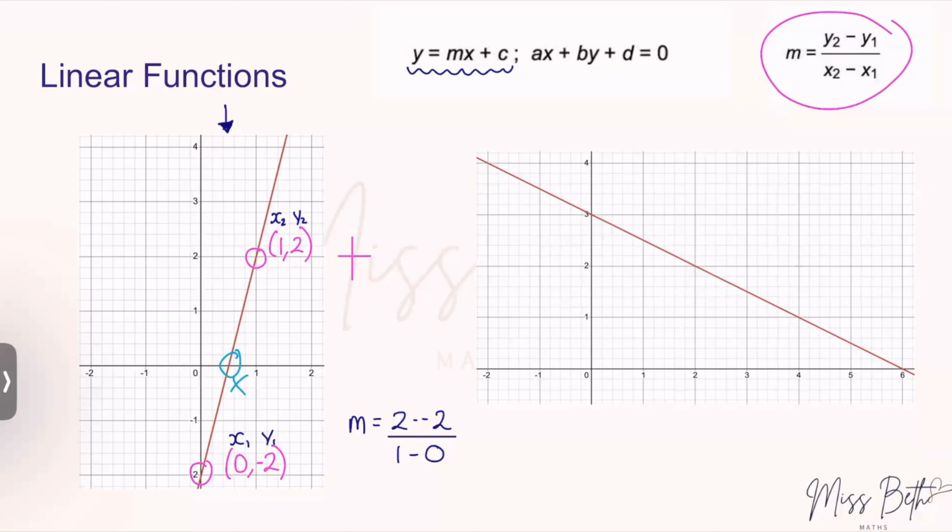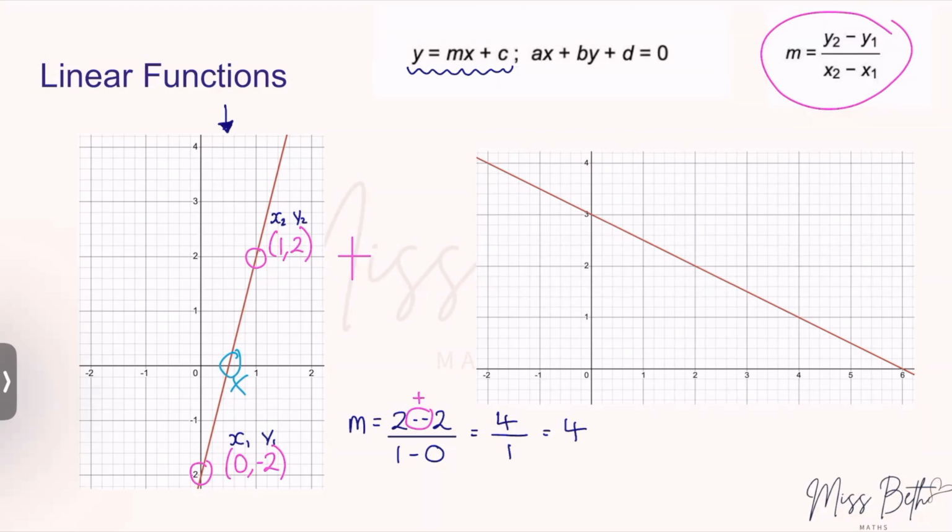So let's go ahead and calculate the gradient. We've got 2 subtract -2. I've got a double negative here, so it's going to become a positive. So 2 plus 2 is 4 over 1. 4 over 1 is, of course, just 4. So I know my gradient is 4.